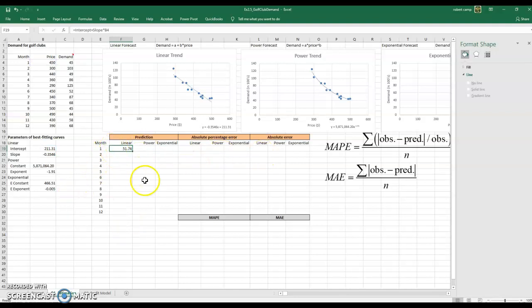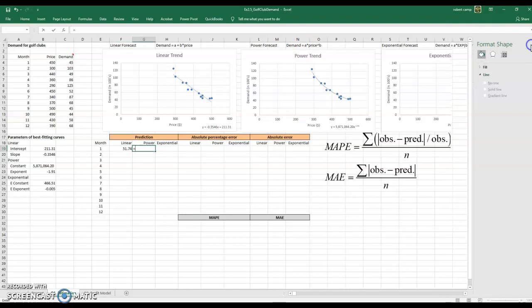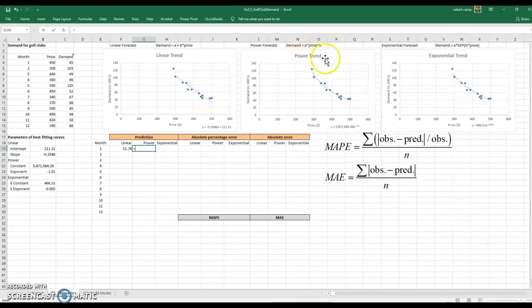Now, I'm going to do all 3 of these and then just drag them all down at once. So now we do the power equation. How's the power equation? It is our constant times the price raised to our other constant. So this is going to be our constant times, and we're going to grab our price again, and then we are going to raise that to our exponent. And so the power prediction would be 50.24.